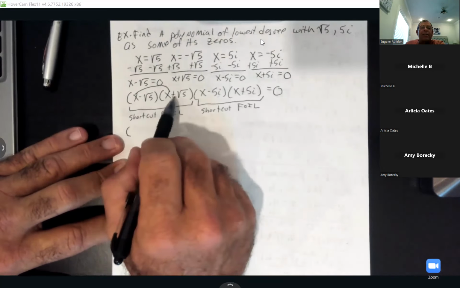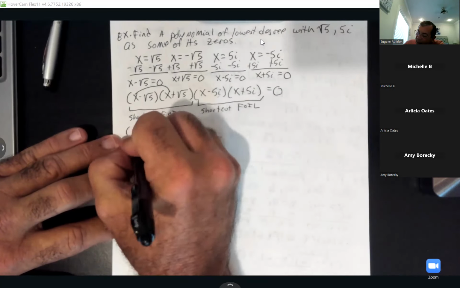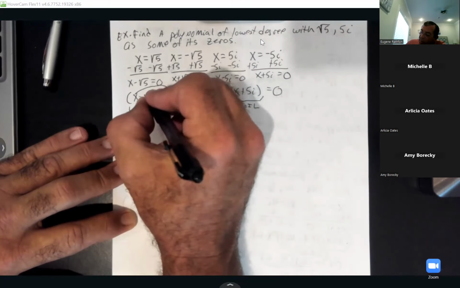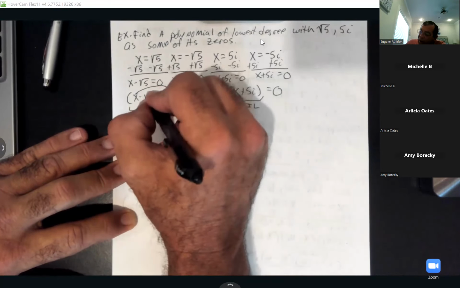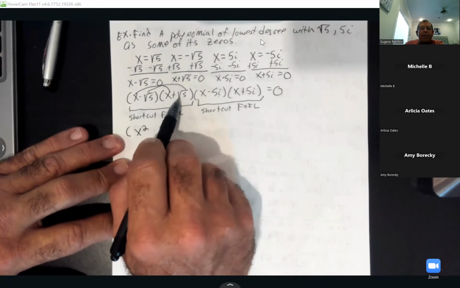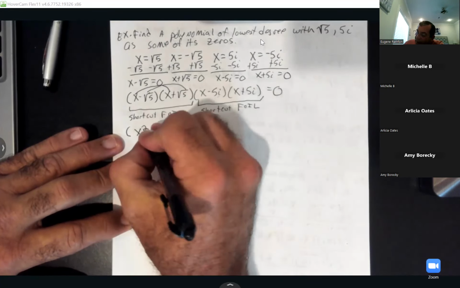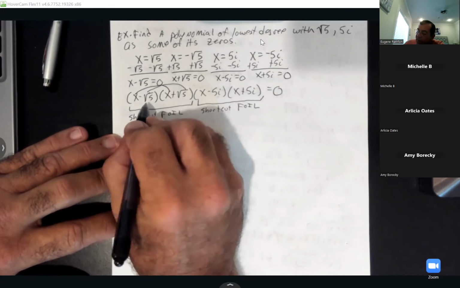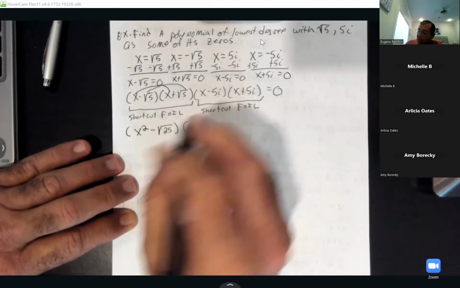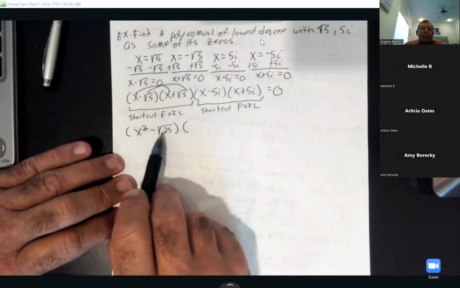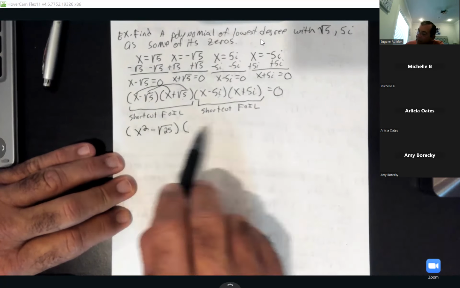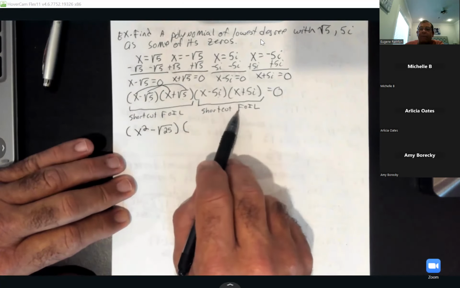Shortcut FOIL, we multiply the first 2 terms together. So you're going to multiply the x into x and get an x squared. Now notice, next, I'm going to multiply the last 2, the radical stuff together. So a negative square root of 5 times a positive square root of 5 is a negative square root of 5 times 5, which is 25. All right, so that's the first one. And now I'm going to do another step in a second with that square root of 25, okay? So, but let's first play with this one.